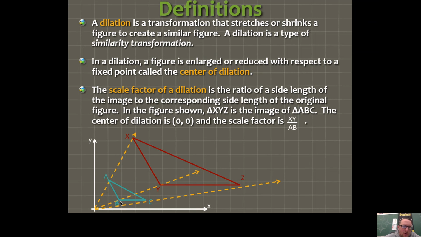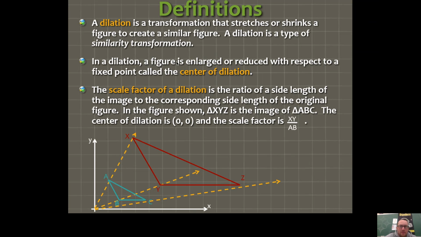So for example, let's say you have a figure like this small blue triangle. We could stretch it so it looks like this red triangle that's bigger. These would be similar if you use what's called a dilation. Now, you could also dilate or shrink this larger figure into this smaller one. If you do that, again, the figures would be similar.